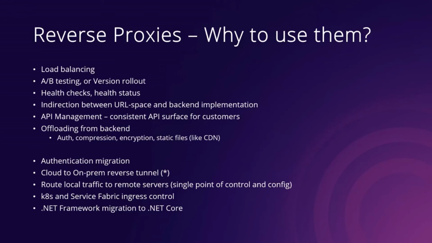You can route local traffic to remote servers, so a single point of control and config, basically like a forward proxy. It's actually ingress for Kubernetes or Service Fabric in general, not only YARP, but general reverse proxies. And there's actually a special talk about how you can use YARP for .NET Framework migration to .NET Core. I'm not going to talk much about that.